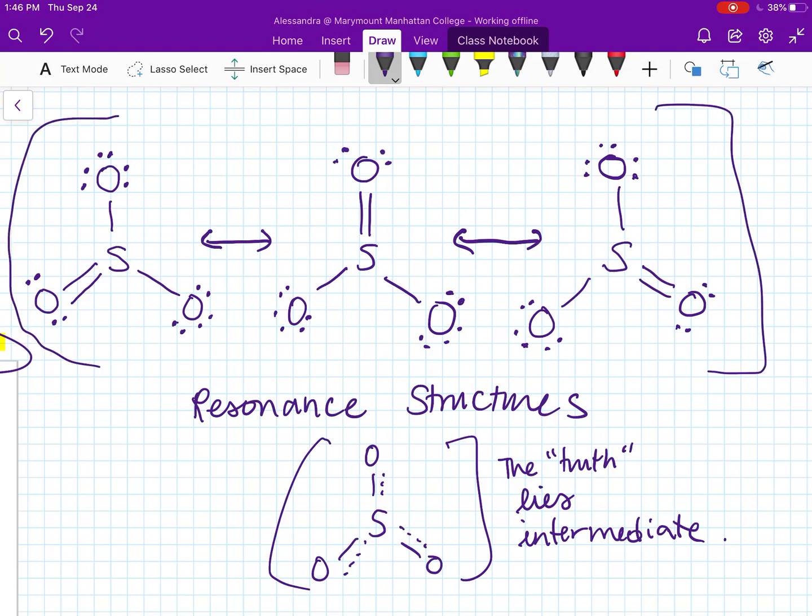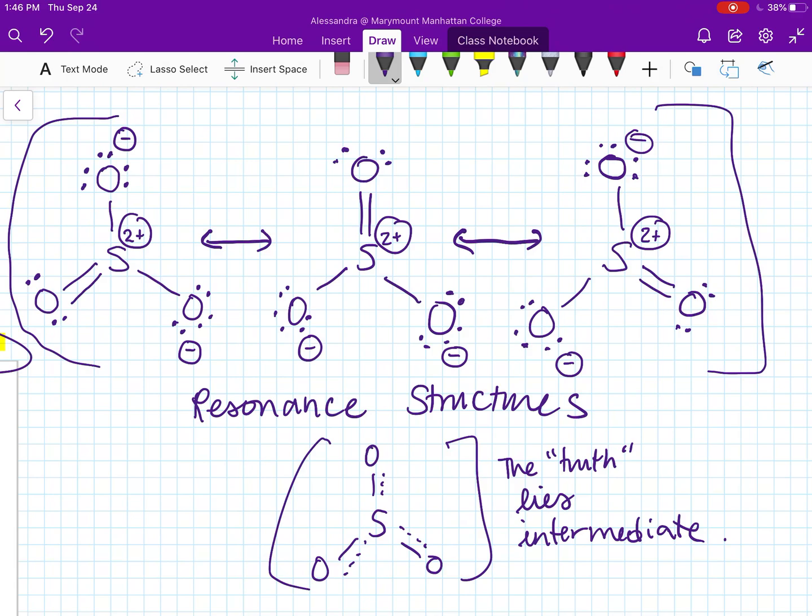One thing I did not do here was calculate formal charge. And there would be formal charge on these. You can verify this by calculating the formal charge using the handy hints. But each of these singly bonded oxygens is going to have a negative formal charge on it. And the sulfur is going to be 6 minus 4, so the sulfur is going to have a 2 plus charge on it. So in all of these, I have formal charges on the atoms as well.